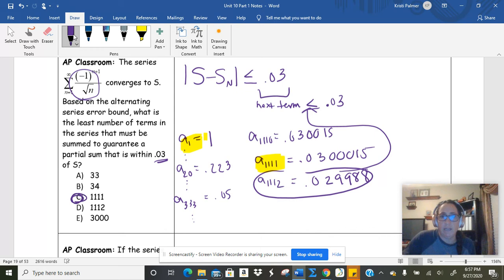So that would have been like the next term for the error bound, but it says how many do we have to sum to? So this would have been S minus S sub 1111 is less than or equal to a sub 1112. So we had to sum to this number of terms.